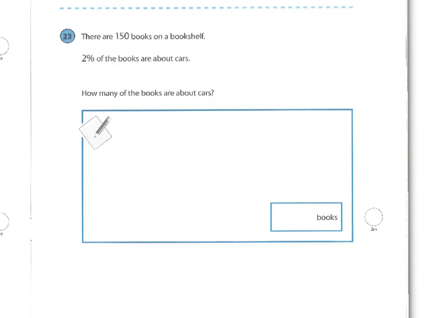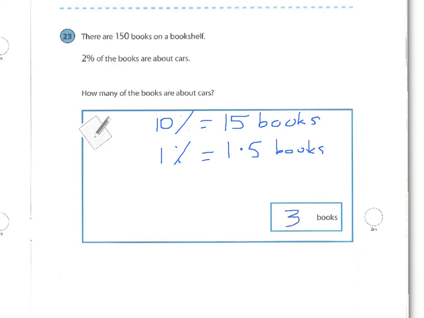Question 23. There are 150 books on a shelf. 2% of the books are about cars. How many of the books are about cars? Well, 10% of 150 books would be 15 books, and we get that by dividing by 10. From there I could work out 1%. All I would have to do is divide my 10% answer by 10. Now that would give me 1.5 books, and then 2% would be double that answer, so 2 lots of 1.5 is in fact 3 books.